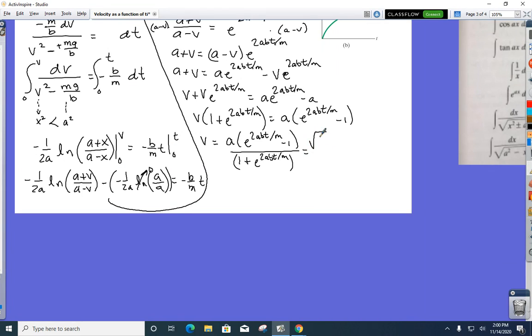The square root of mg over b times e to, let's see, square root of mg over b. I have a b there, I have a t there, and I have a 1 over m. So I'm just going to write it out linearly like that, if you will. Don't forget that minus 1 down here. And then down here, thankfully, I have the same exponent.